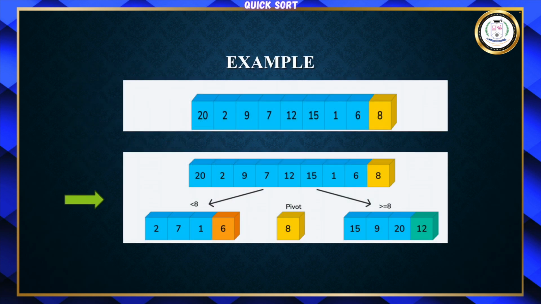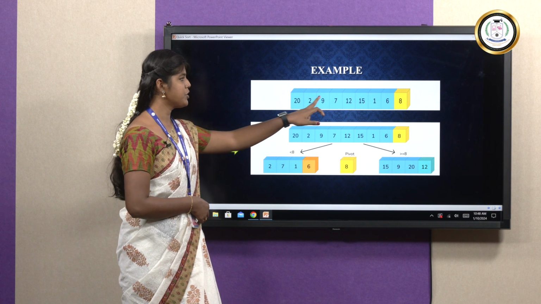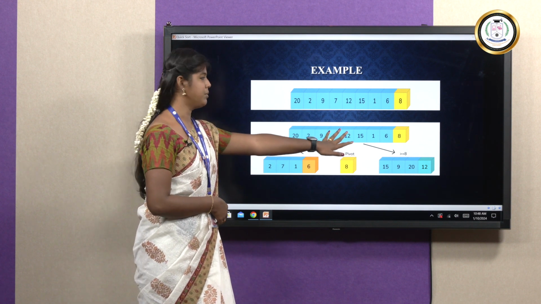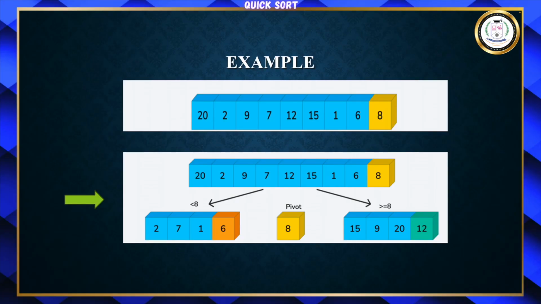See here, one example is given. In this example, the yellow highlighted text is the pivot element. In this array, I'll be choosing the last element as my pivot element. So 8 is my pivot element. After choosing it, this is my next step. This is the array for me, and I'll be taking the pivot element as the middle.